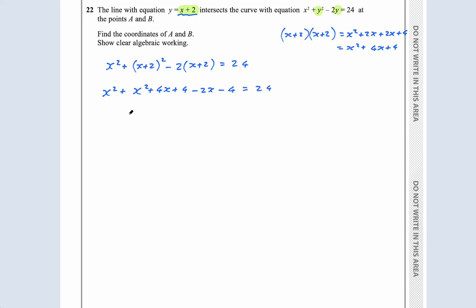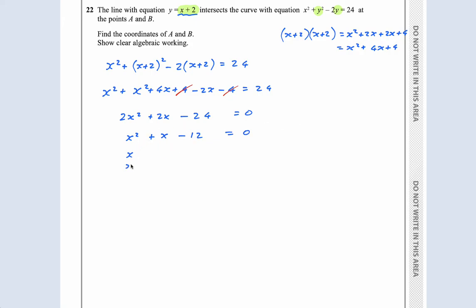x squared plus x squared is 2x squared. 4x minus 2x is plus 2x. 4 minus 4 is 0, and then minus 24 equals 0. So, guys, what I did is these two cancel, and then I just subtracted 24. Then I can divide across by 2, because that'll make the numbers easier. So x squared plus x minus 12 equals 0. And then I can factorize this.